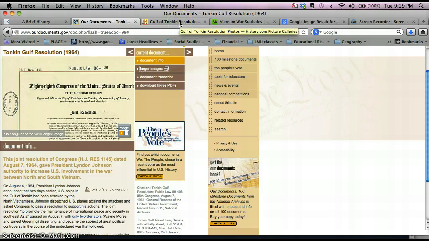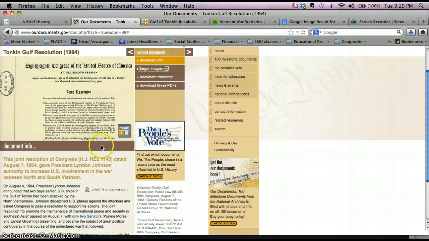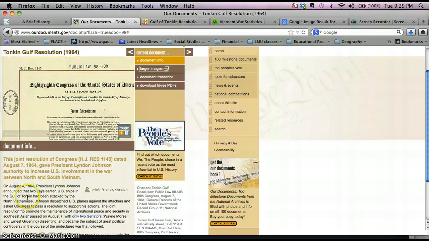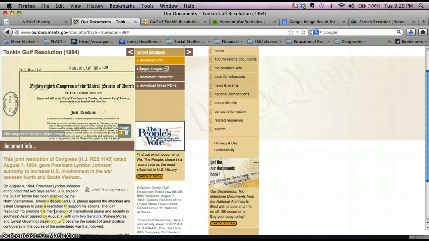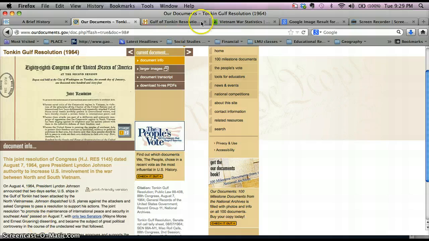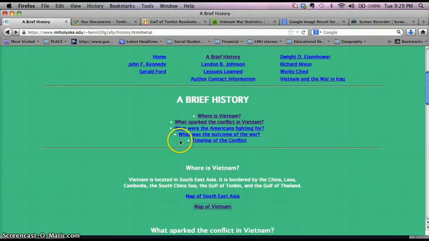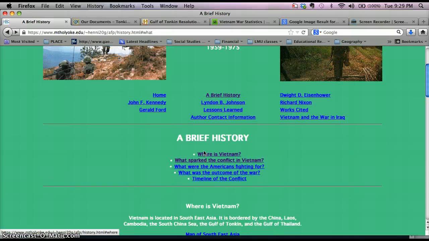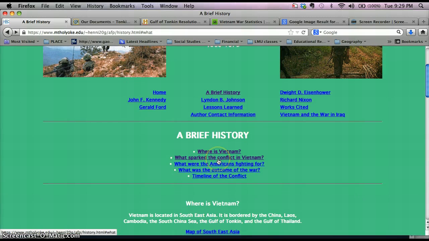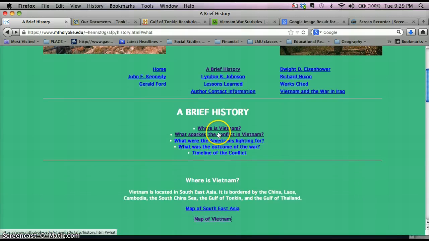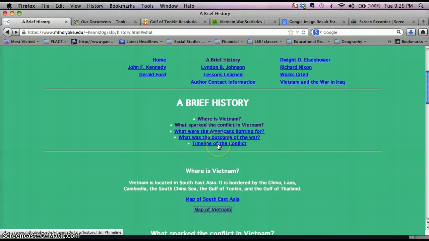backlash. So that's what happens, and the United States backs Johnson's formal declaration to send planes, send military support to Southeast Asia, and what they are doing, they're going to support the South Vietnamese against the North Vietnamese. Now, let's take a look at the timeline of the conflict.